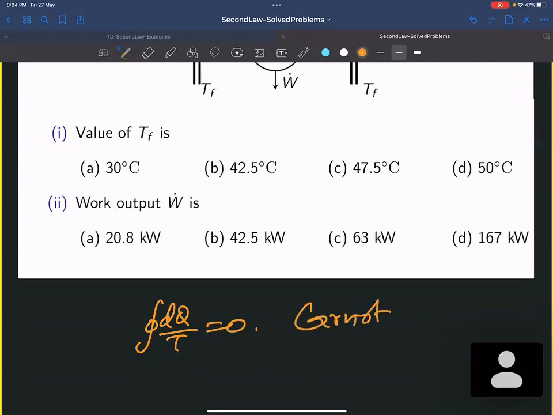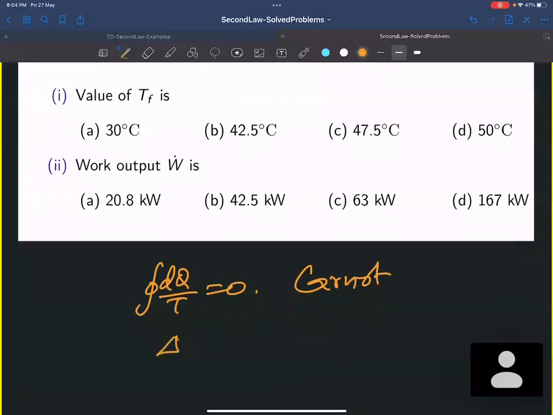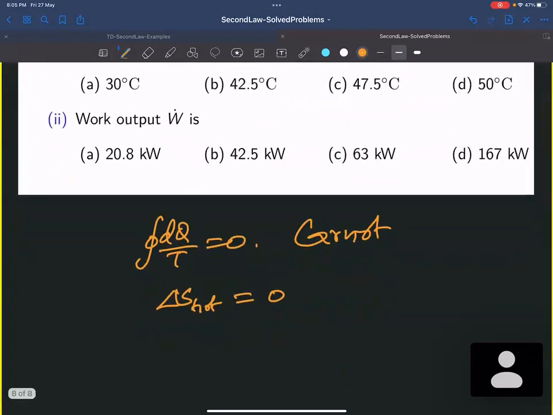And we are going to find delta S of the hot stream. To make this 0, delta S of the hot stream should be equal to delta S of the cold. So one is losing entropy, another is gaining entropy. So one will be negative and another will be positive, and the total entropy has to be equal to 0. Delta S of total equal to 0.